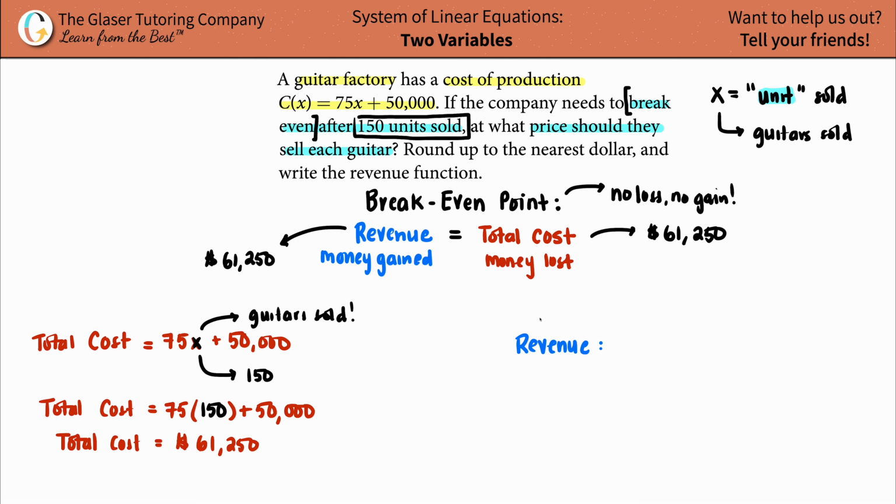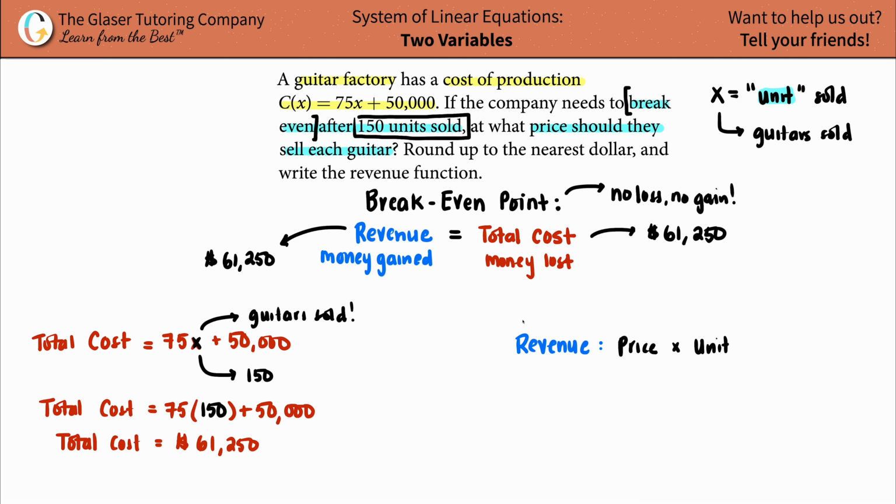Now, the revenue, we have to come up with a formula, right? We know that this $61,250 has to come from, obviously, the amount of guitars that we sell, right? So that's the total units. But we don't know what price we should sell the guitar at. But we know that it's going to be some type of price times the unit. And that's usually the general formula for a revenue. It's always going to be whatever you're selling times the price that you're selling it at.